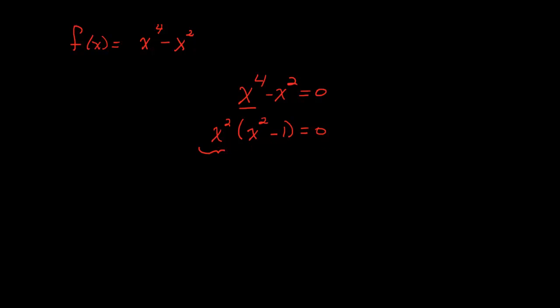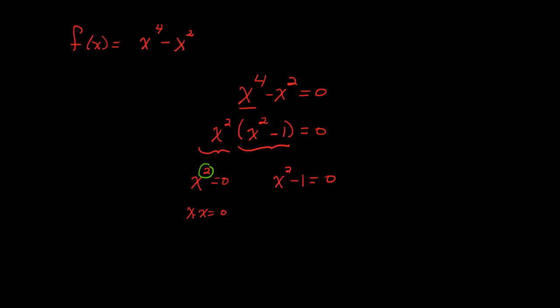So now we have two terms, the first term and the second term. We're going to have x squared equal to 0, and then x squared minus 1 equal to 0. So notice here that the exponent is a value of 2. This is the same thing as me saying x times x equals 0.